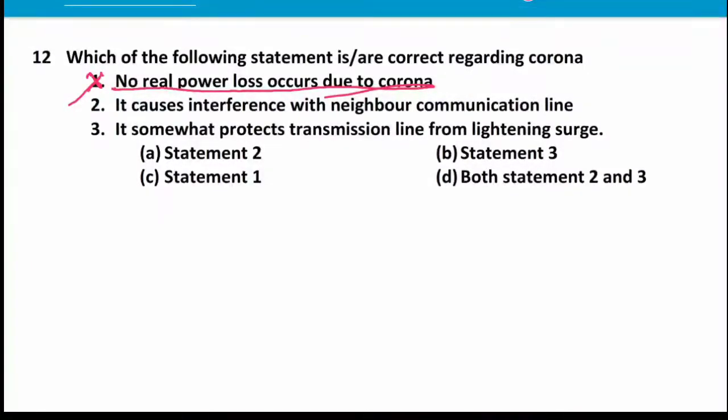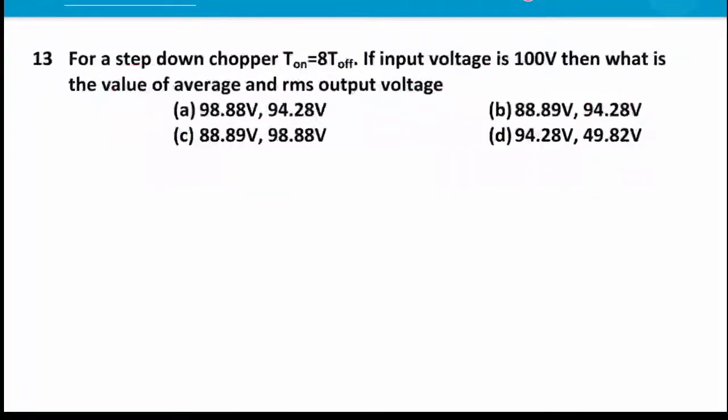Next statement, it causes interference with neighboring communication lines. This is correct, and it somewhat protects the transmission line from lightning surge. This is also correct, because when a lightning surge occurs, the peak magnitude of the high surge voltage will be dissipated in the form of corona loss. So statements 2 and 3 are correct, and option D here is the correct answer. Next question, for a step down chopper, T on is equal to 8 into T off.